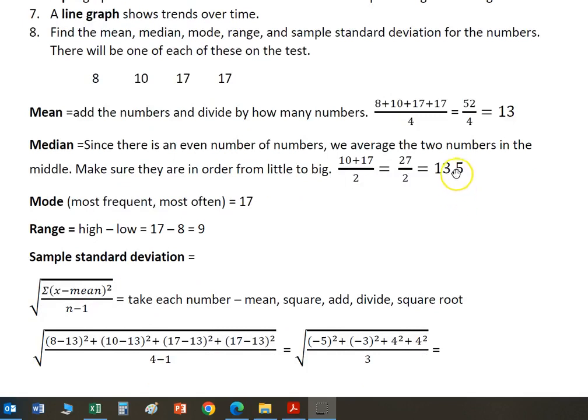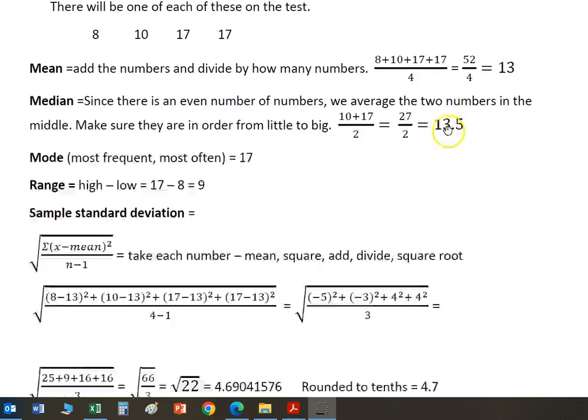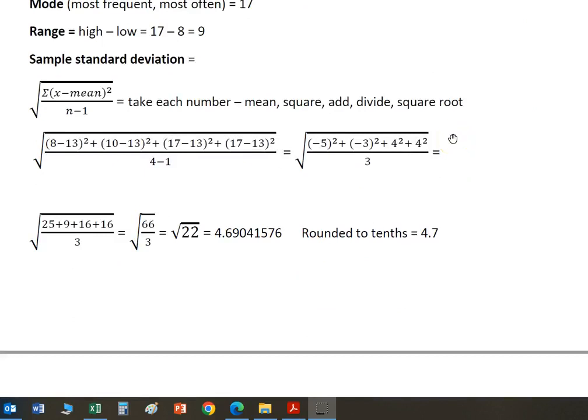Now the sample standard deviation. We take each number minus the mean, then we square those, then we add those, then we divide, and then we take the square root. So the first number was 8. I subtract the mean, which was 13, and that gives me -5. The next number was 10. I subtract the mean of 13 equals -3. 17 minus 13 is 4. 17 minus 13 is 4.